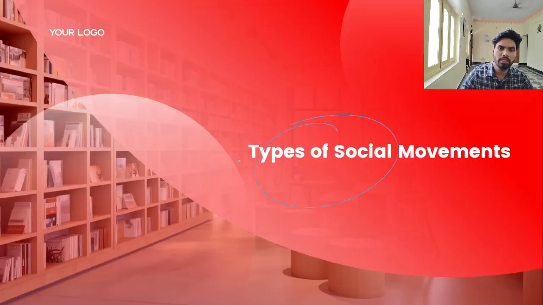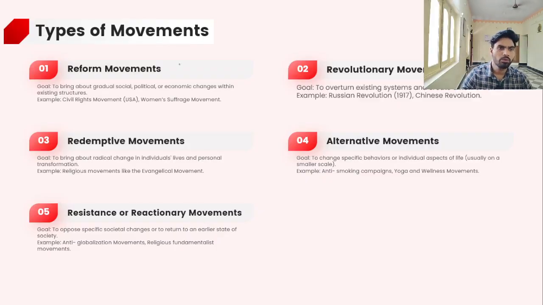Now we'll understand the types of social movements. The first type of social movements can be categorized as reform movements. What is the goal of these reform movements? The goal is to bring about gradually social or political or economic changes within the existing structures. These are known as reform movements. This is the goal of reform movements.